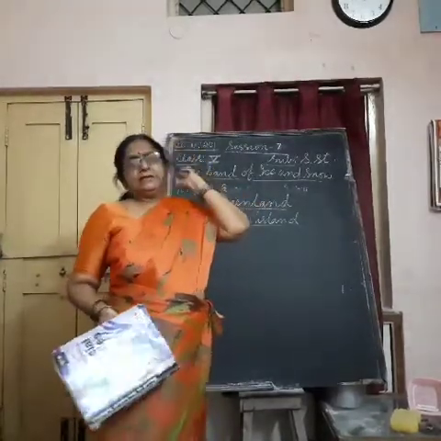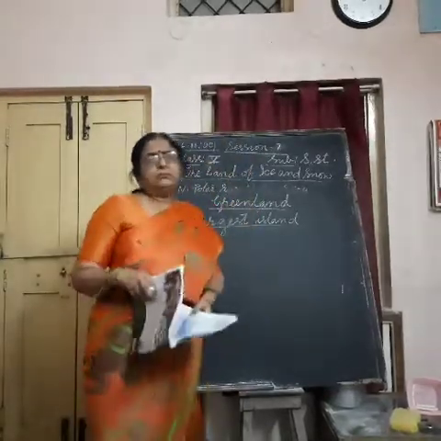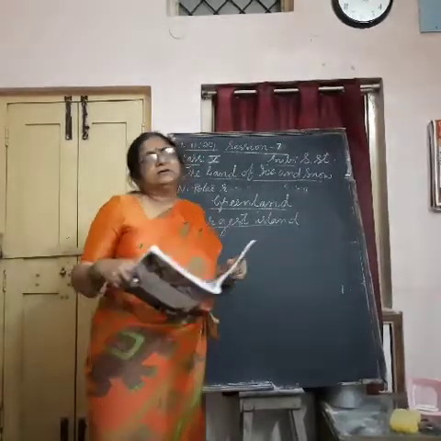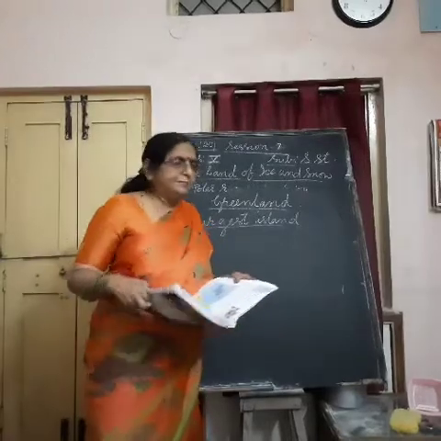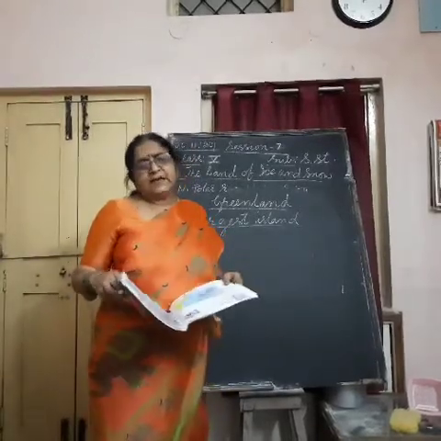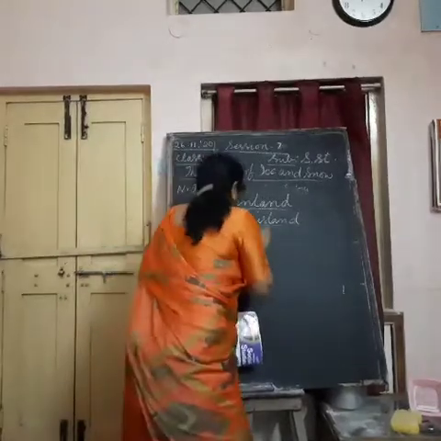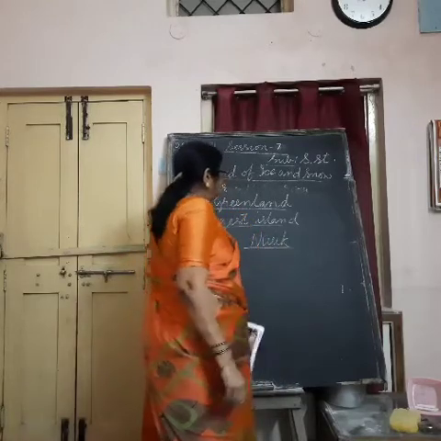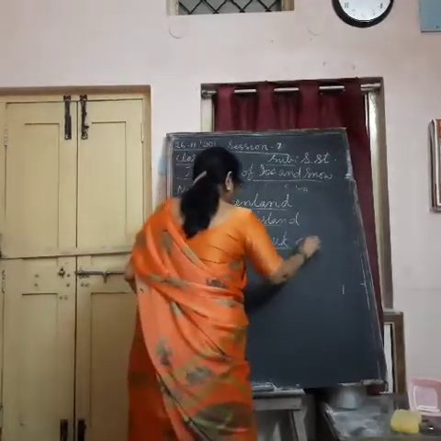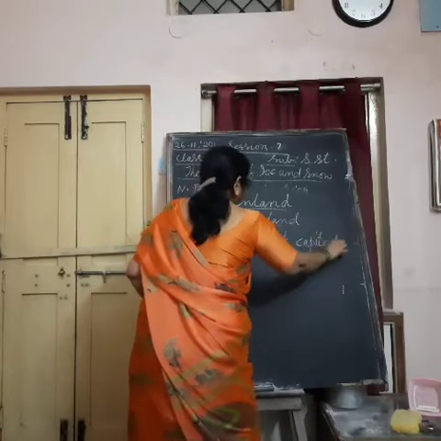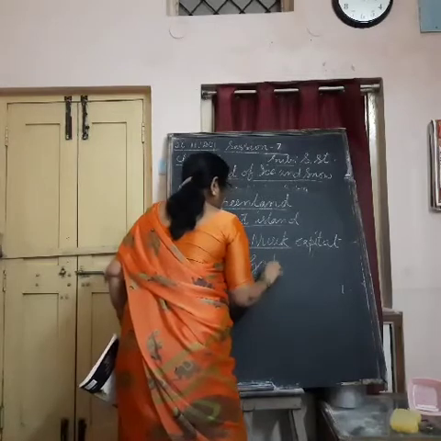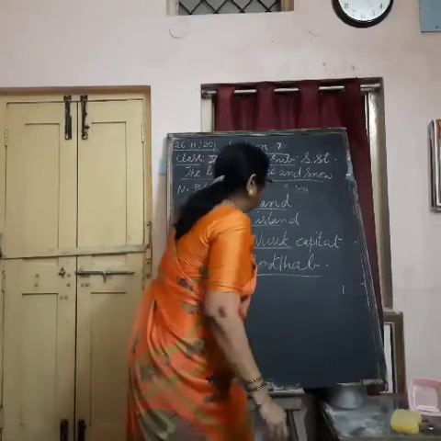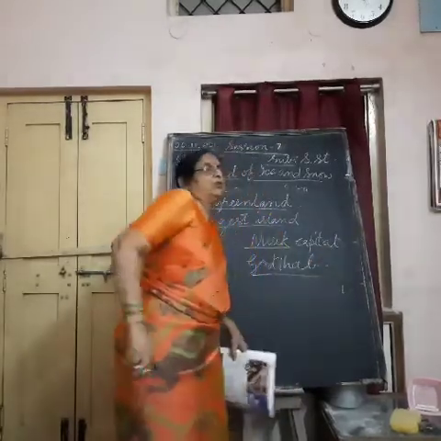Why? Because Greenland is located entirely in the North Polar region. Understand? It was part of Denmark. Nuuk is the capital of Greenland, N-U-U-K. Nuuk is the capital of Greenland. Understand? Its old name was Godthaab.